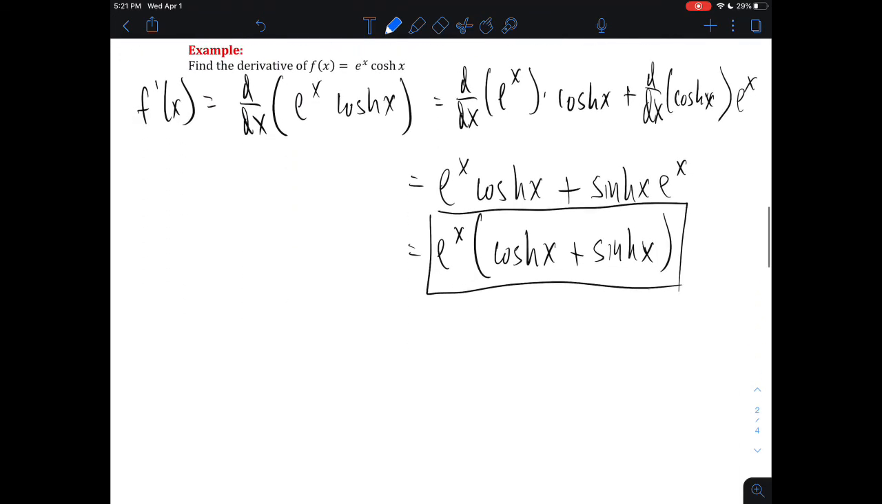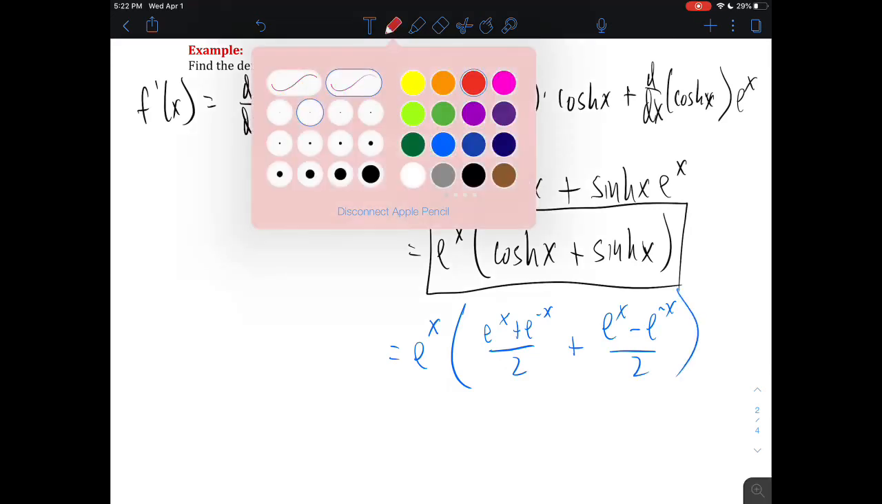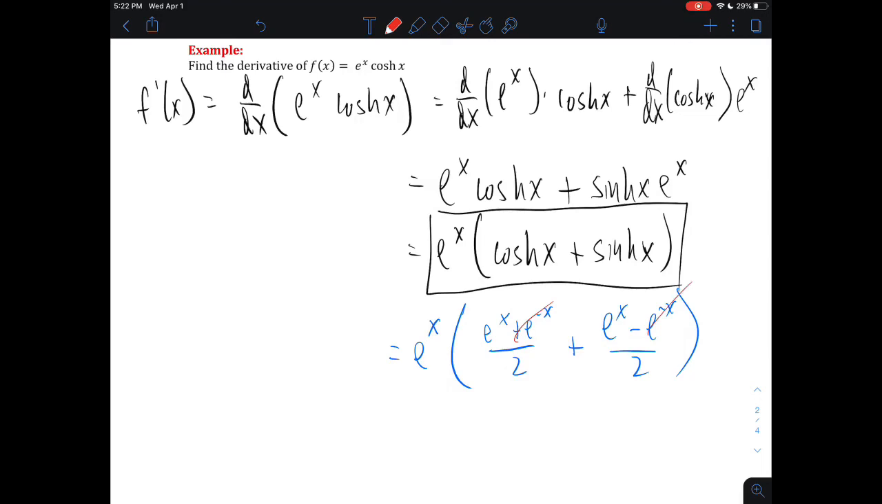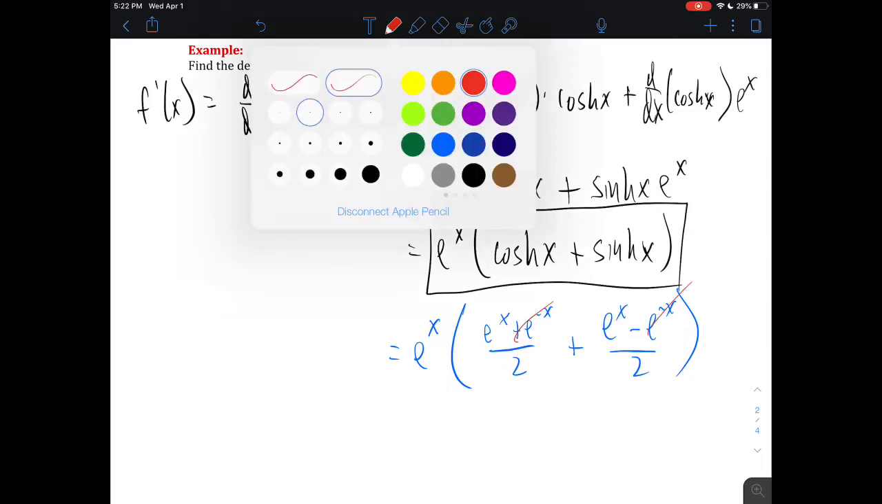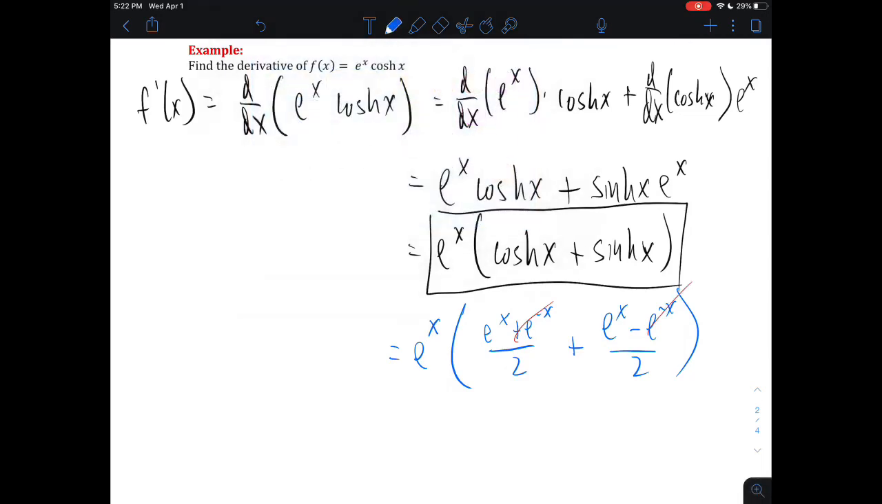So if I am going to add these two, then I would have e to the x plus e to the negative x divided by 2 plus e to the x minus e to the negative x divided by 2, which means the e to the negative x's are going to cancel, and I would have 2 of e to the x over 2, so that's just going to end up being e to the x times e to the x, which is e to the 2x.